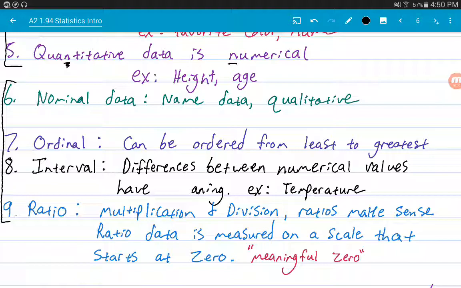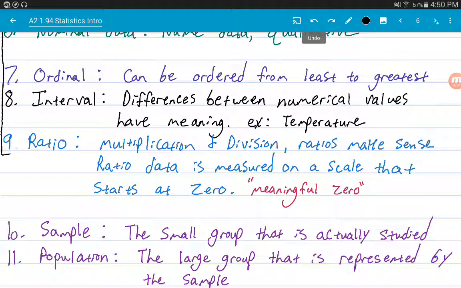Interval is the differences between numerical values have meaning. They have meaning. For example, like temperature. So if I say that it is 15 degrees warmer today than it was yesterday, that's a difference. 15 degrees is the difference between those two. And that's actually found by subtraction, which is a difference in the mathematical sense.